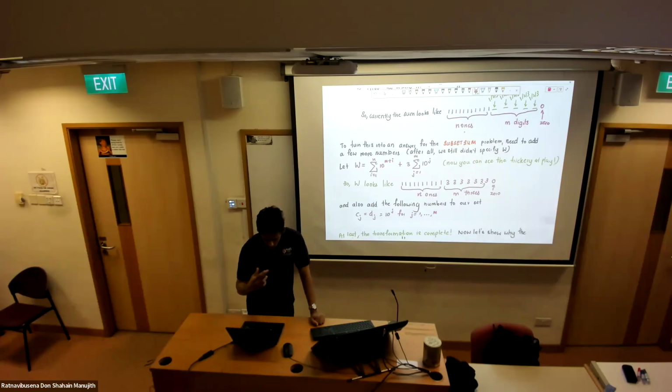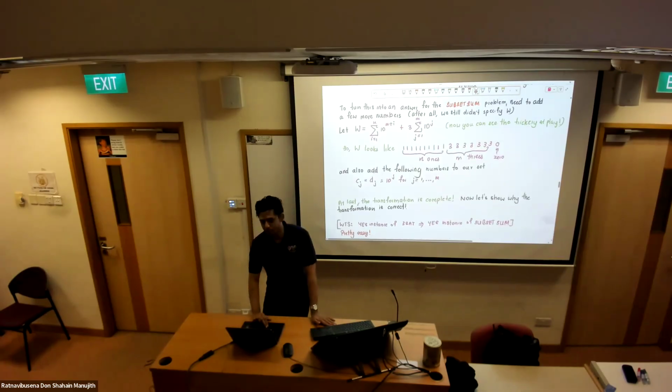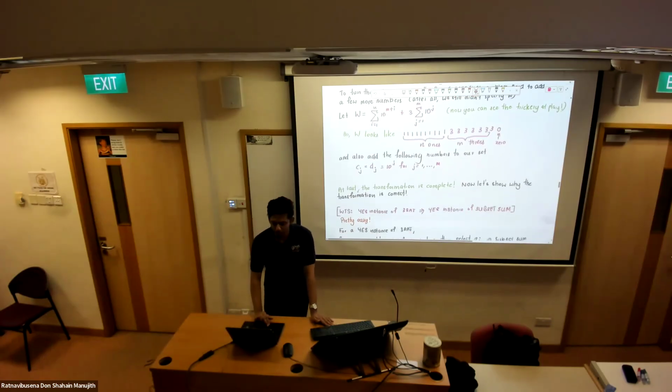So our W looks like this. We have n ones and 3 m's and 1 zero, and we also add the following numbers to our set: CJ and DJ, 10 to the J, for J equals 1 through M. So at the end, the transformation is finally complete. Now the hard part is done. We need to ensure that yes in 3-SAT implies yes in subset sum. Now this is actually very easy because we did the hard work already.